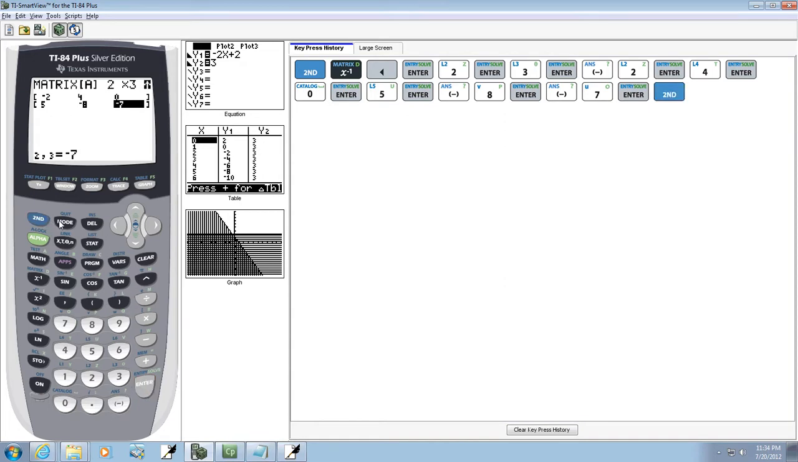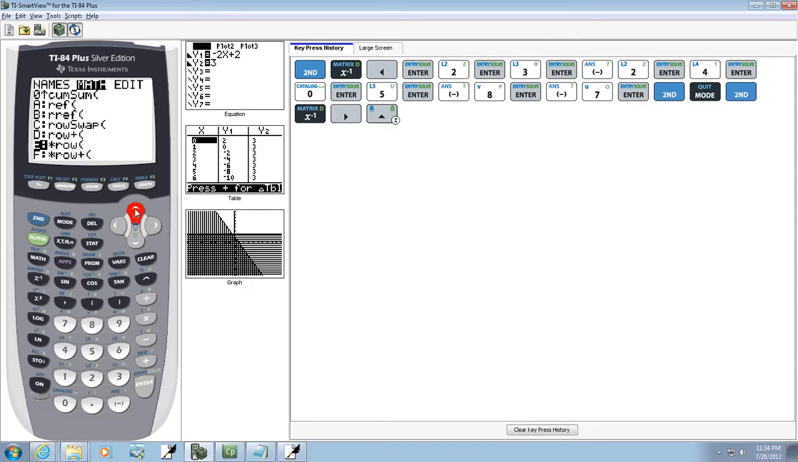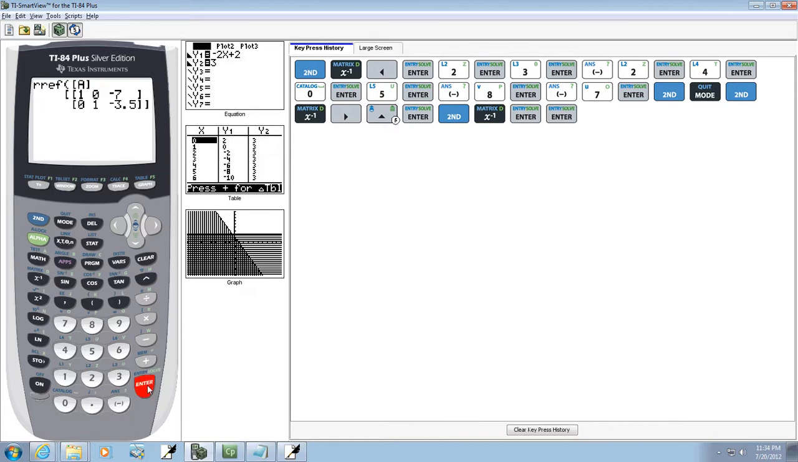Now we're going to exit out, and now we're going to do our RREF. So do second, x inverse, right arrow to math, up arrow to RREF. Make sure you choose the one that says RREF. That's reduced row echelon form. Enter on it. Go back in my matrix menu. Do enter on A and enter again.